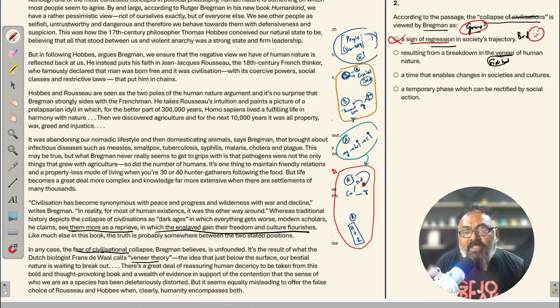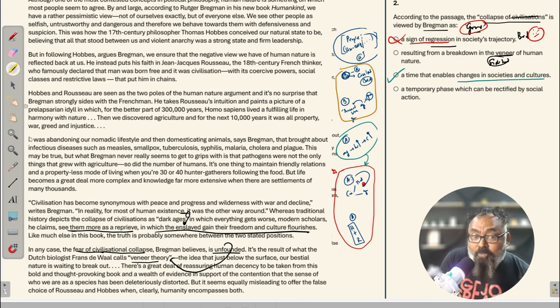The fear of civilization collapse is unfounded. That's a different point, in which this veneer theory is given. The collapse of civilization as an idea is not dark ages. This is here. It's a different place. A time that enables changes in culture and society. There you go. It enables changes in societies and culture. That's not the exact wording, but it's more of a reprieve in which the enslaved gain freedom and culture flourishes. A temporary phase which can be rectified.